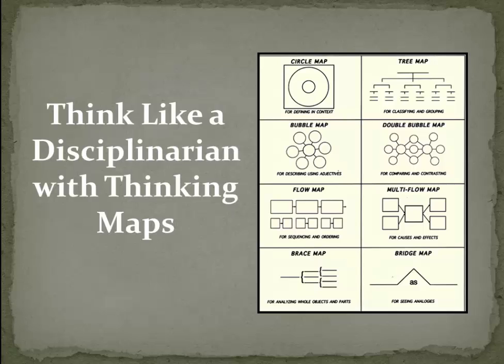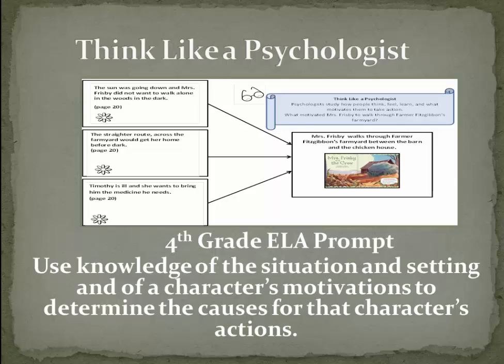Now we will take a look at using thinking maps as a tool to get students to extend their thinking as they think like a disciplinarian. Another great strategy to focus student thinking when reading a narrative is to think like a psychologist. Psychologists look at what motivates people to behave the way they do. To think like a psychologist, students would look at what motivates characters to behave the way they do.